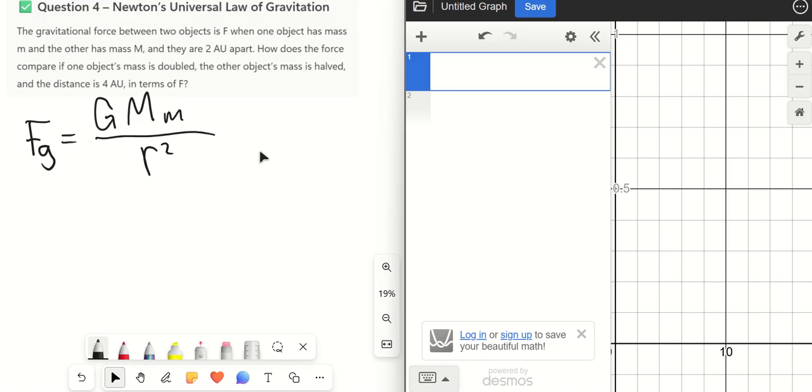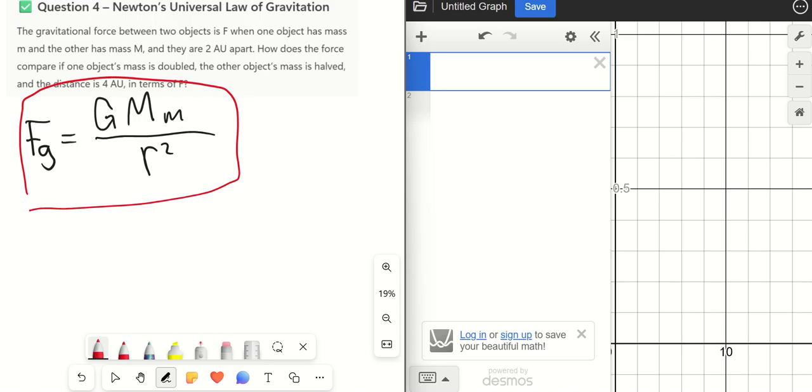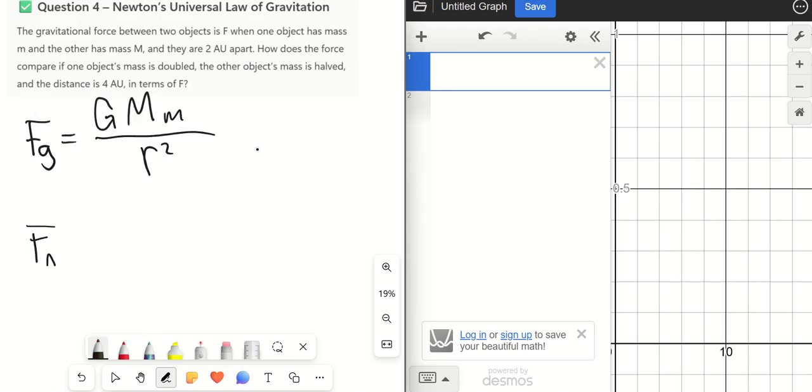Okay, so I'm going to set this up as this is my original force right here. And now I'm going to write out my new force. So my new force, let's put it in black so everything stands out a little bit more. So my new force is going to be the same equation. G never changes. We have big M, we have little m over r squared. Now I want to plug in my changes.